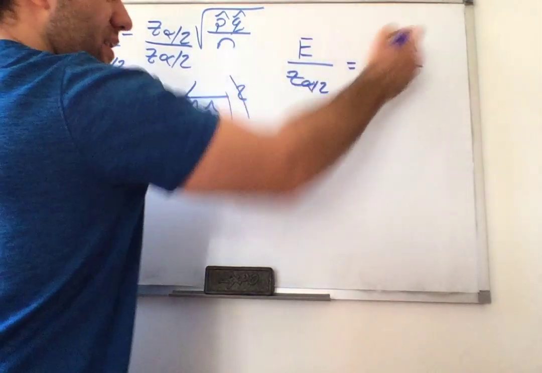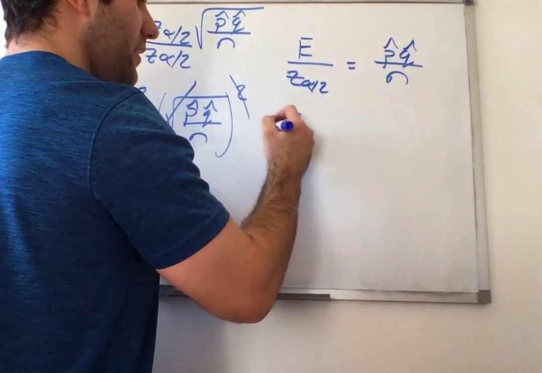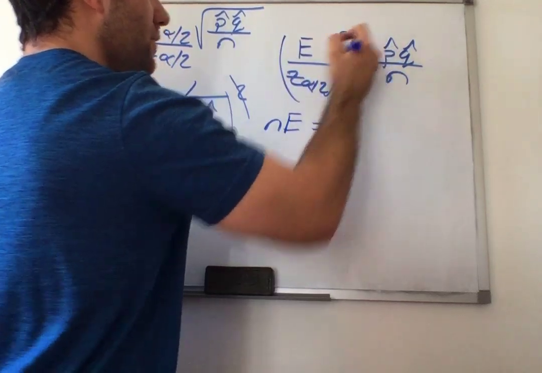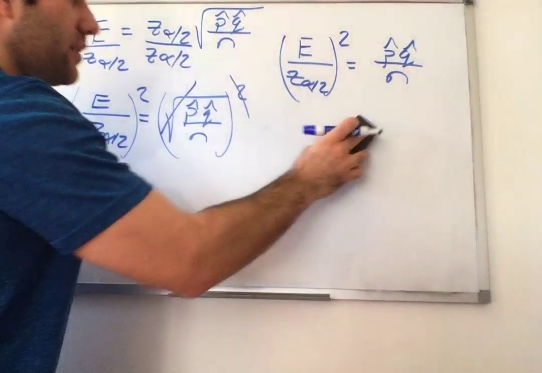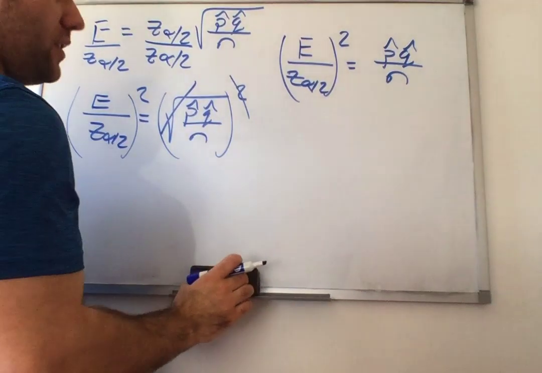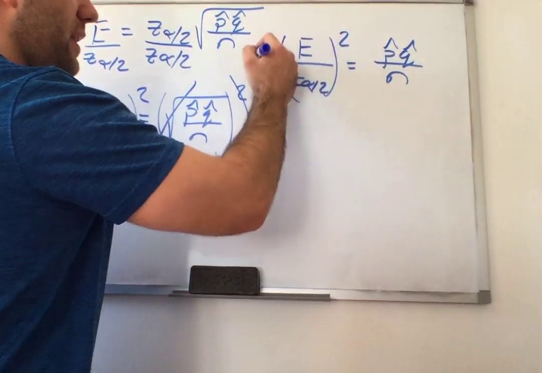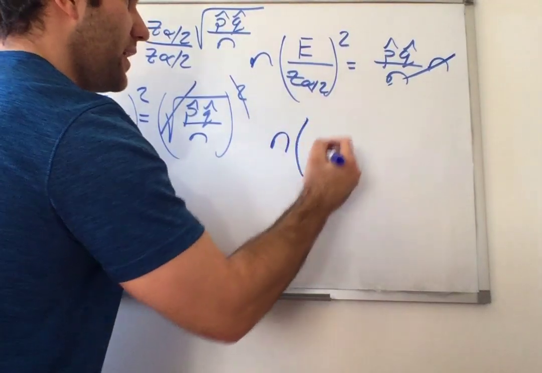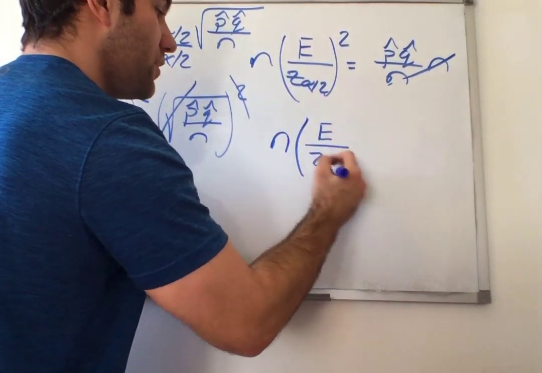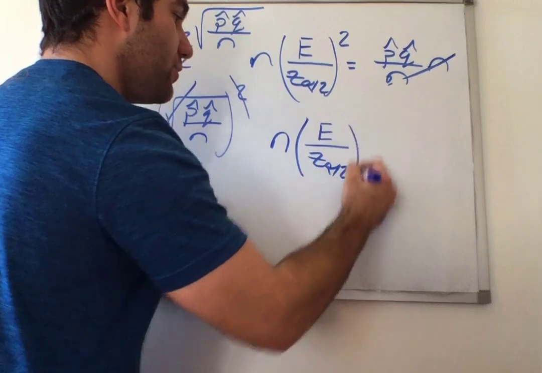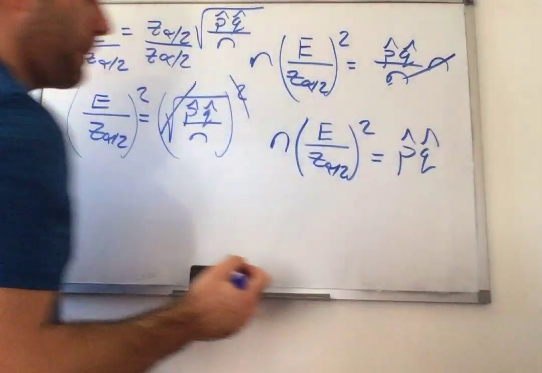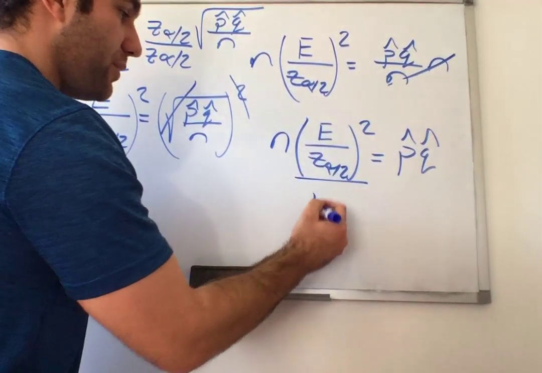Let's see, we can cross multiply. We get n times z is equal, oh, that's all being squared. We still can cross multiply. Multiply this side by n, multiply this side by n. N times e over z alpha divided by 2 squared is equal to p hat q hat. And then we're going to divide both sides by this.